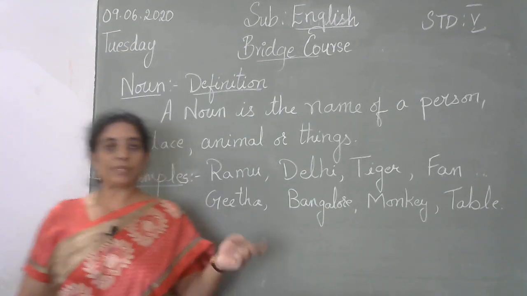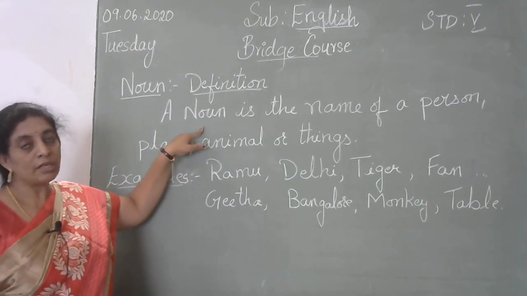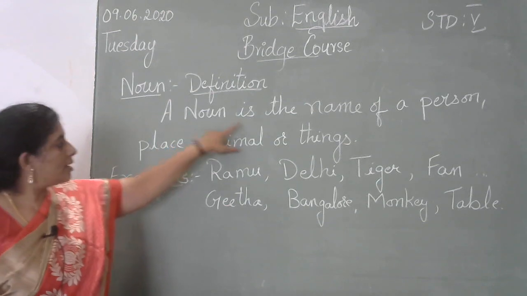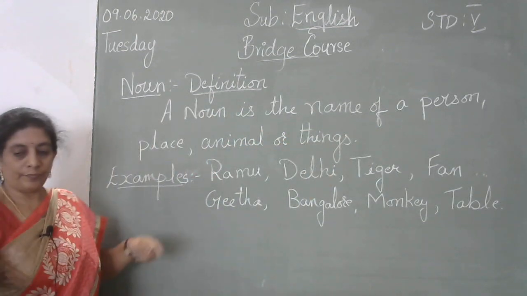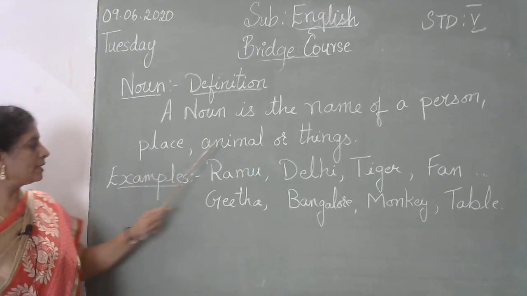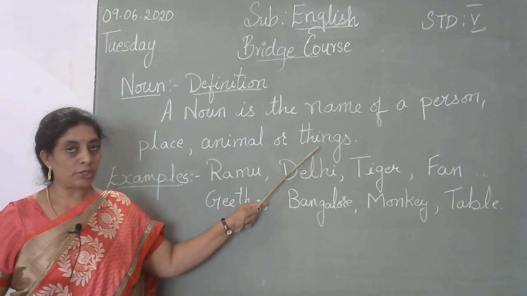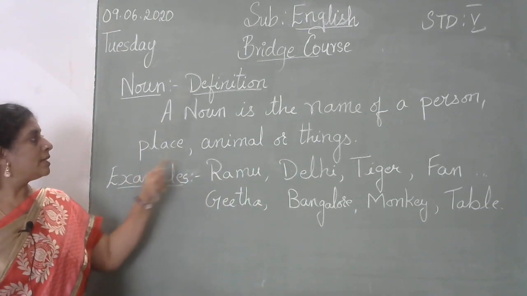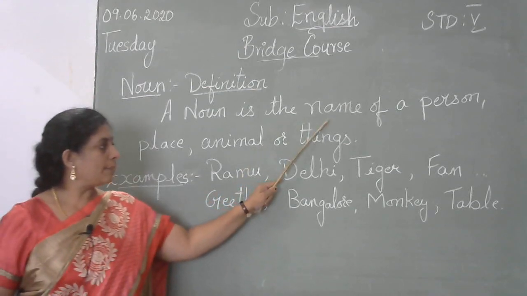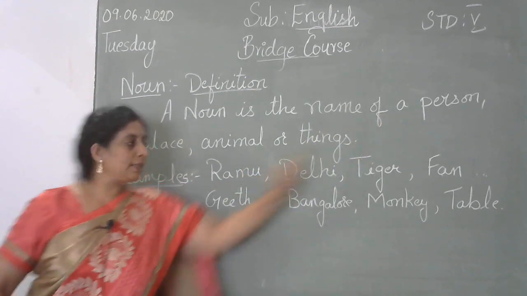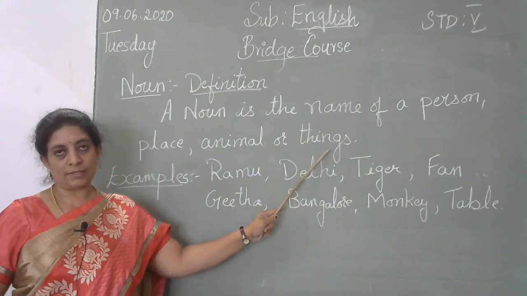Now the first thing we'll see is the noun. This is the definition of a noun. A noun is the name of a person, place, animal or thing. Once more I'll repeat it to you. A noun is the name of a person, place, animal or thing.